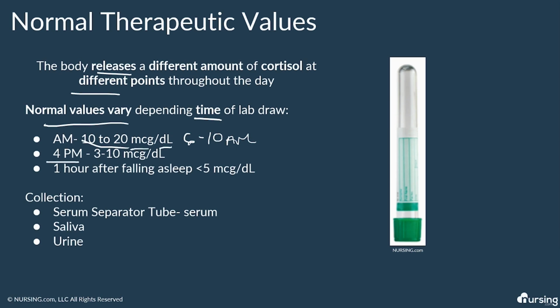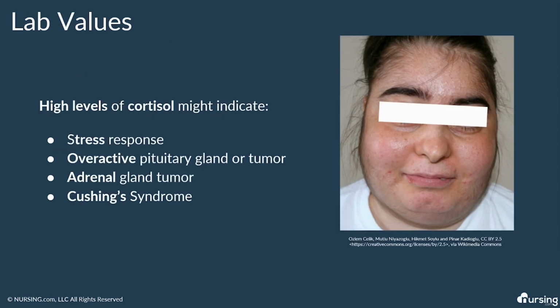In the afternoon, the production of cortisol by the adrenal glands slows down a little bit to 3 to 10 micrograms per deciliter. And then things get real sluggish around the time that you should be falling asleep. About an hour after falling asleep, normal levels should be below 5 micrograms per deciliter. It can be collected in 3 different ways: in a plasma separator tube for blood collection, in the saliva, or in the urine.